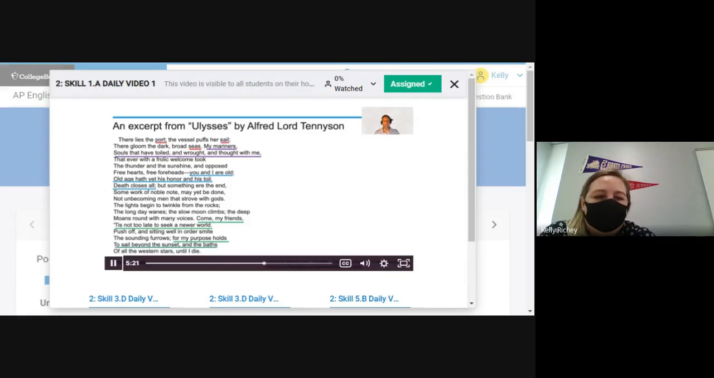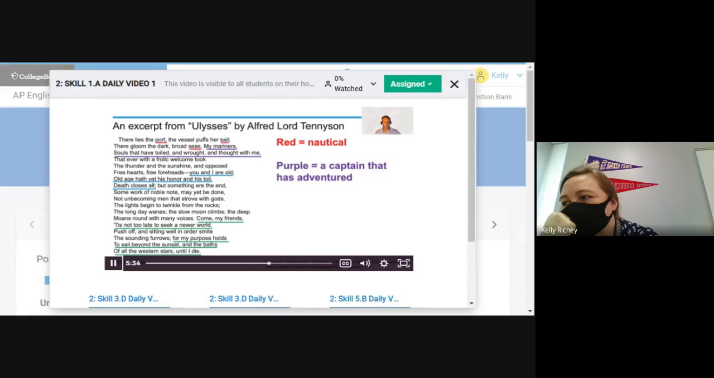So if I look back at my annotations, all the things in red at the beginning give me a really good sense that this person is somehow connected to things nautical: the port, the sail, the seas. And then as I move towards my purple annotations, it's reinforced. But here's where I start to get a little bit more of an identification of who this person is. He's not just a sailor, he's a captain, because it seems that he's in charge of these men. And what I love about this guy is it's not that he's in charge like, "I'm your superior, you have to listen to me." There's this connection, and it's a bond that has transpired through time, but also through adventure and effort and work.